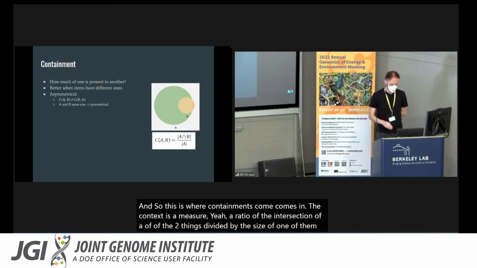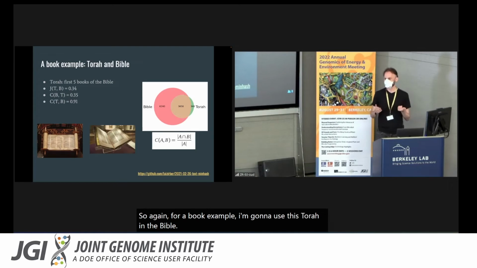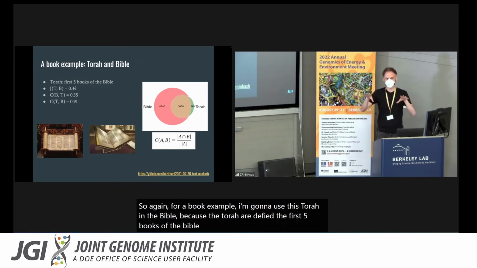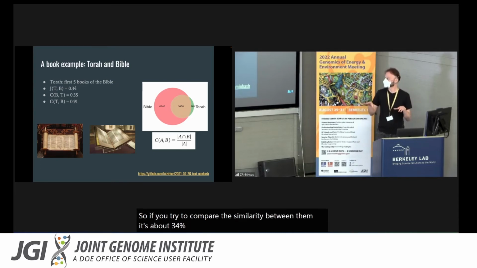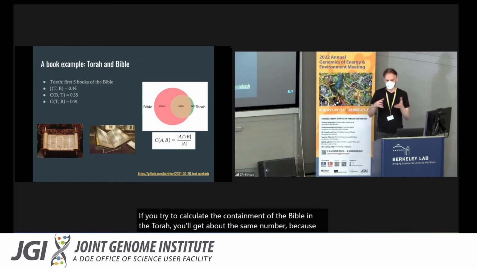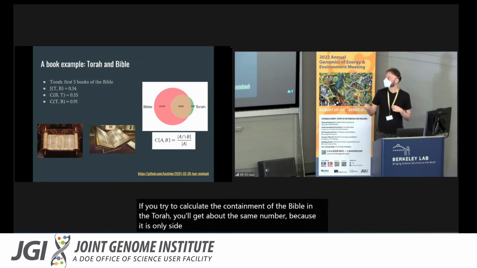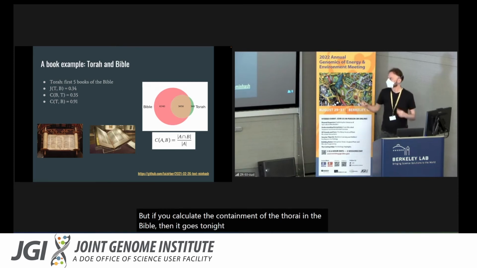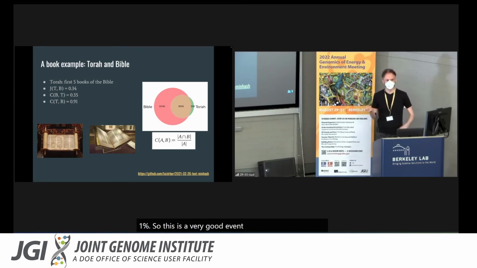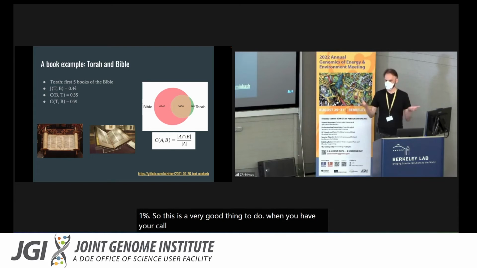Again, for a book example, I'm going to use the Torah and the Bible, because the Torah is the first five books of the Bible. If you try to compare the similarity between them, it's about 34%. It's not very high. If you calculate the containment of the Bible in the Torah, you'll get about the same number because it is all inside. But if you calculate the containment of the Torah in the Bible, then it goes to 91%. So this is a very good thing to do when you're comparing things that are different sizes.